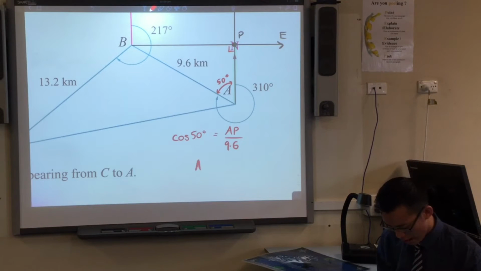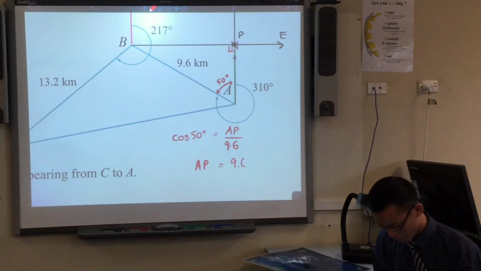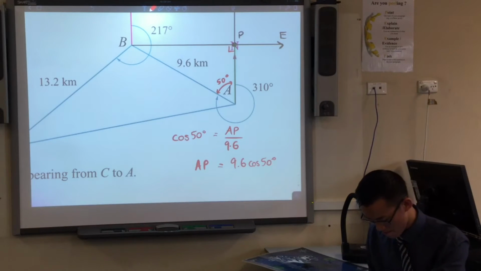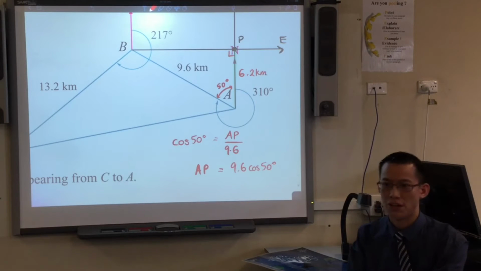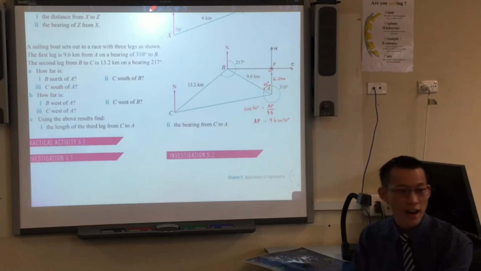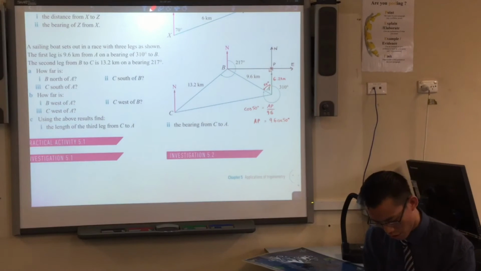Okay. So therefore, I can multiply both sides by 9.6. And that will give me the length that I'm after. Are you happy? Someone got it? 6.2. I'm pretty happy with that. Okay, yep. All right. They then ask you a series of other questions that are very similar. You just got to think about where you're going to do your constructions.